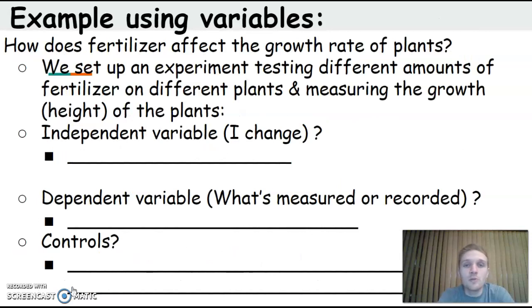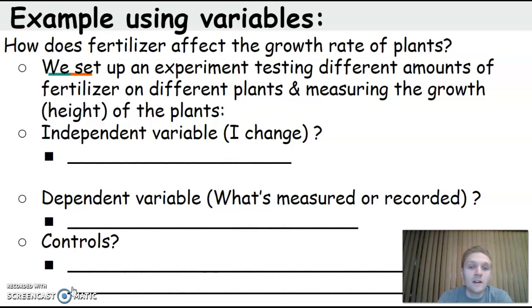All right, so here's an example using our variables. How does fertilizer affect the growth rate of plants? That's the question that we're trying to answer. All right, so we set up an experiment testing different amounts of fertilizer on different plants and measuring the growth of the plants. In this case, we're going to measure the growth using the height of the plants.